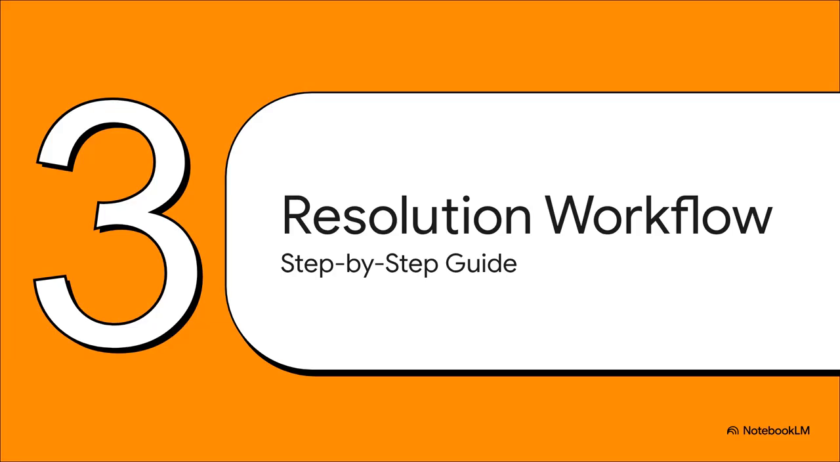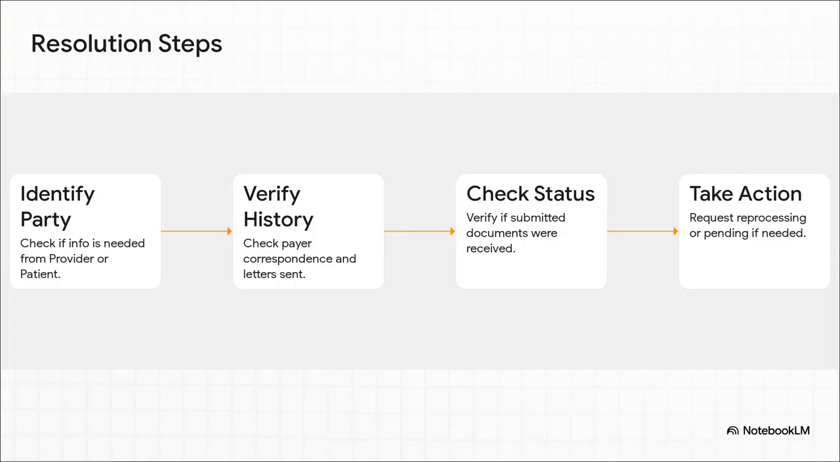Next up is Section 3, Step-by-Step Resolution Workflow and Decision Tree. This four-step process right here is your standard operating procedure for navigating these calls like an absolute pro. Step 1, identify the exact party. Are we looking at a CO16 or a PR16? Step 2, verify the payer's correspondence history. Who exactly did they ask and when did they ask them?